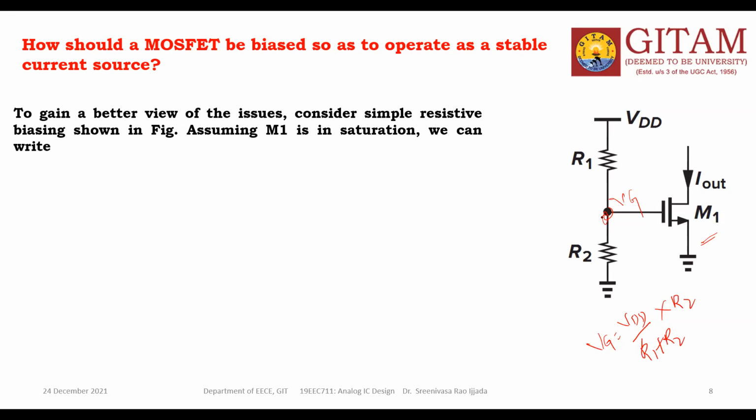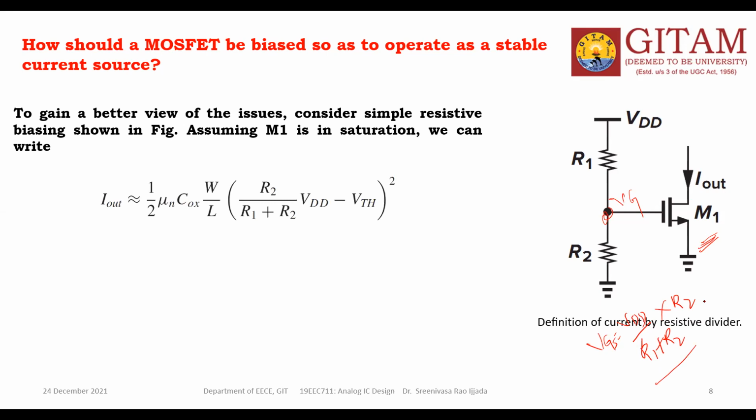So I can write this is the VGS, no problem. Now, whenever this M1 is in saturation, you know the saturation current formula. What is the saturation current formula? 1 by 2 μnCox W by L into (VGS minus VTH) whole square. But in place of VGS, what is there? This formula. Got my point? Yes.